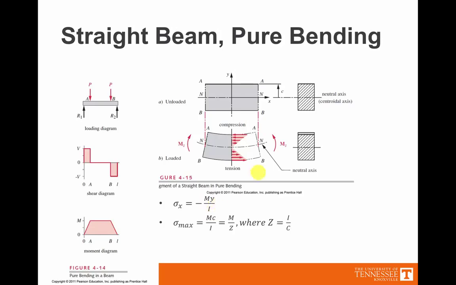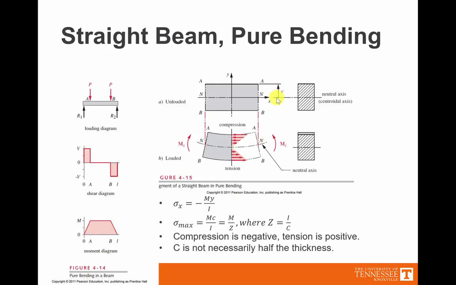Now the maximum is going to occur when we're at the furthest distance away. That's the c value. So we could go ahead and plug in and just figure out what the maximum normal stress is. It's going to be Mc over I, where c is the distance from the neutral axis to the furthest point out. So compressive is negative, tension is positive, and c is not necessarily half the thickness. In this case, the centroidal axis runs right through the middle of the part because the part is symmetric about the axis, but that's not necessarily the case, and we'll do some examples of needing to calculate I and also needing to calculate c.